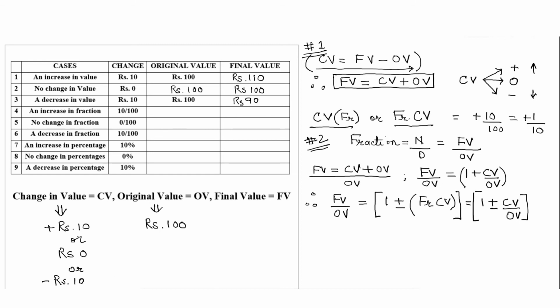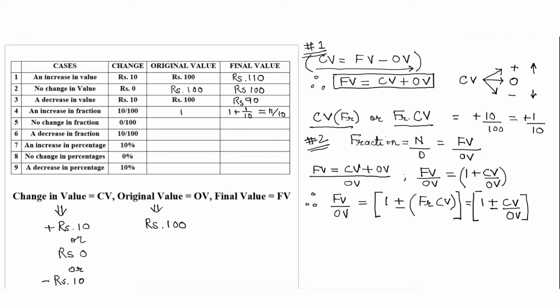Now 1 divided by 1 is just like saying that the final value of a fraction is also 1 and the original value also is 1, which is just like saying no increase or no decrease. So in this case, in case of a fraction, we'll take the original value as 1, and the fractional increase has been 1 by 10. So this becomes 1 plus 1 by 10, which becomes 11 by 10.